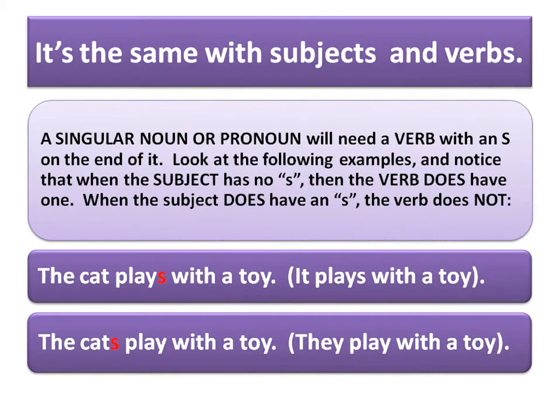Let's take a look at these two sentences. The cat plays with a toy, or it plays with a toy. The cat has no S, so the verb plays must have one. The cat plays with a toy. The cats play with a toy. Here, the noun cats has an S, so the verb does not need one. Only the subject or the verb is going to have an S.